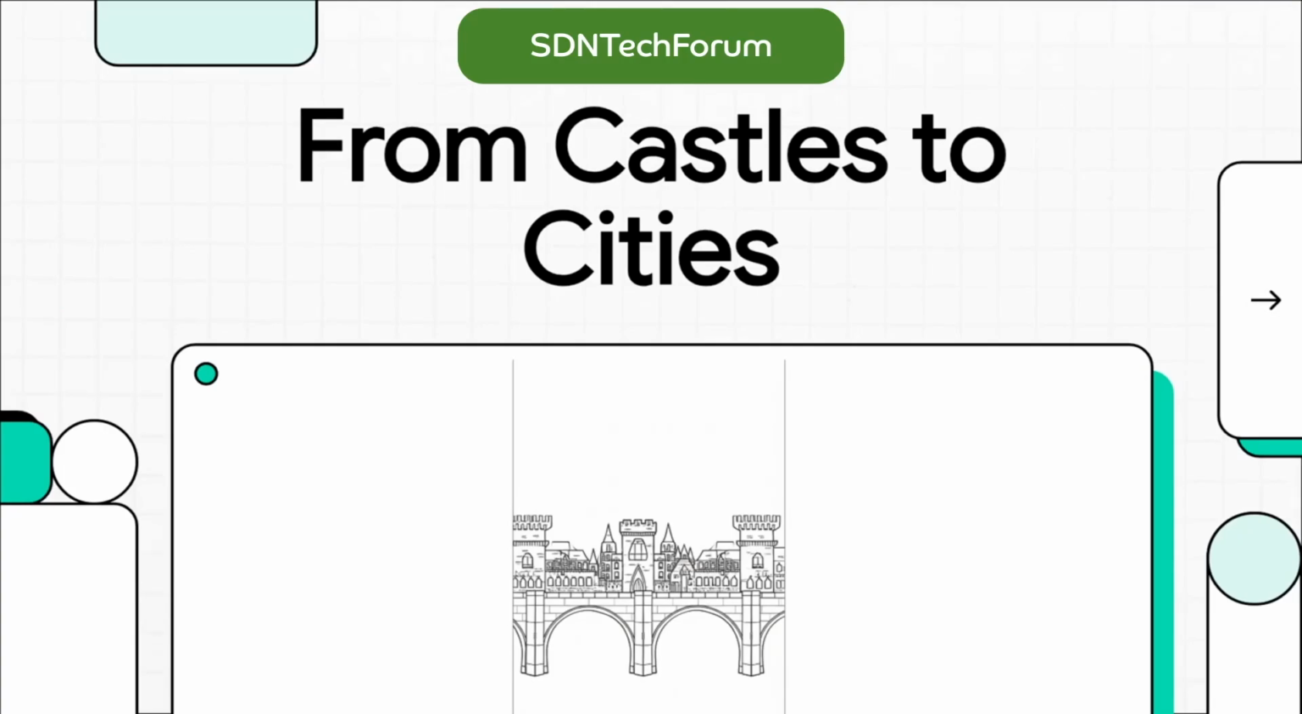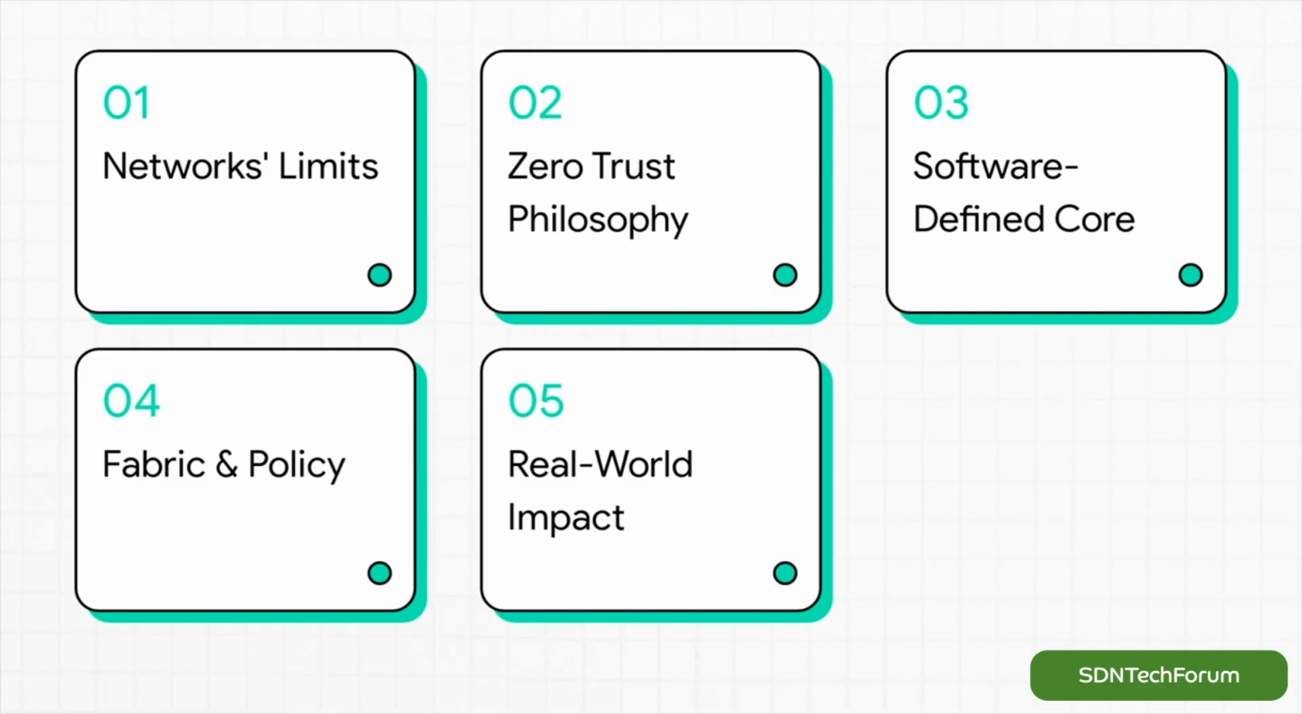Welcome to The Explainer. Today, we're talking about a huge shift in computer networking. We're moving away from these old, rigid designs that were basically built like fortresses and into these dynamic, software-driven networks that are much more like sprawling, interconnected cities. It's a massive change.